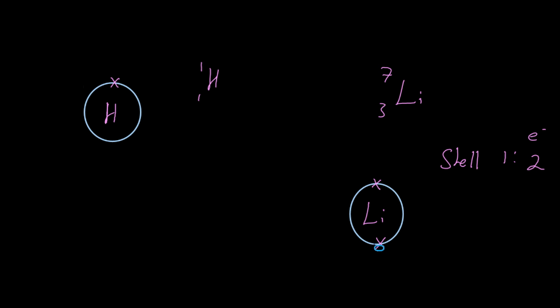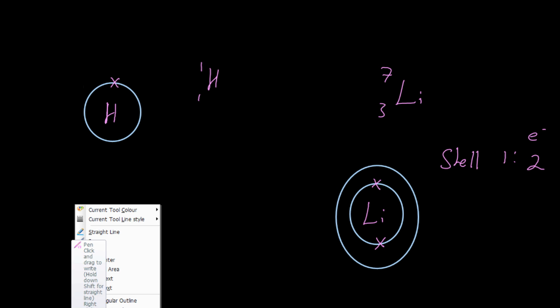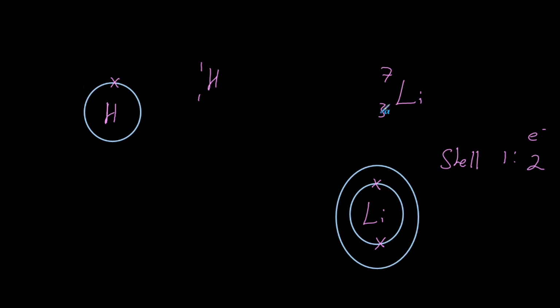Okay, so what we're going to do now is we can't fit any more electrons in here, and so we move to shell 2 or energy level 2. And then this one starts filling up. And lithium only has 3 protons, so it has 3 electrons, and so we only put 1 more electron in there, and this is the electron configuration of lithium.